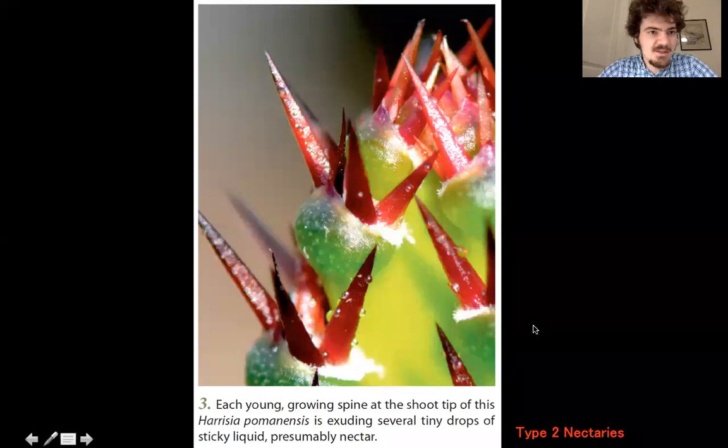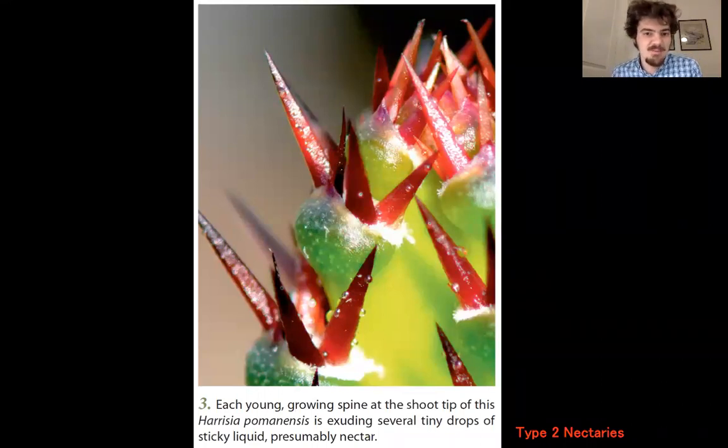Now we'll look at type 2 nectaries. This is a picture from the Mauseth et al. review paper. You can see these spines look quite similar to just regular cactus spines, except for the fact that they have little beads of nectar being secreted from them.